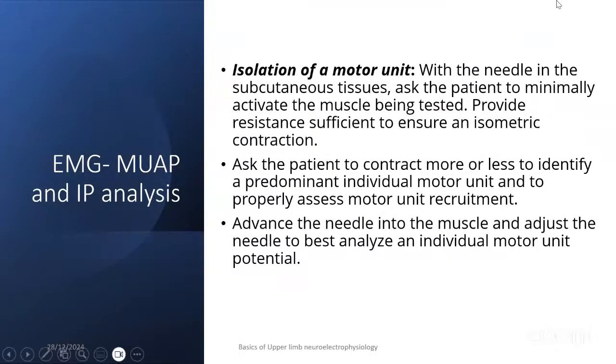So with the insertion of the needle in the subcutaneous tissues, ask the patient to minimally activate the muscle that is being tested and provide some resistance sufficient to ensure isometric contraction. Ask them to contract more or less to identify a predominant individual motor unit to properly assess the motor unit recruitment. See, MUAP is best heard than seen. The sound should be very clear, and you should get used to that sound, and you should be preferring to see how sharply you are getting the sounds. Advance the needle into the muscle and adjust the needle to best analyze the individual motor unit potential.